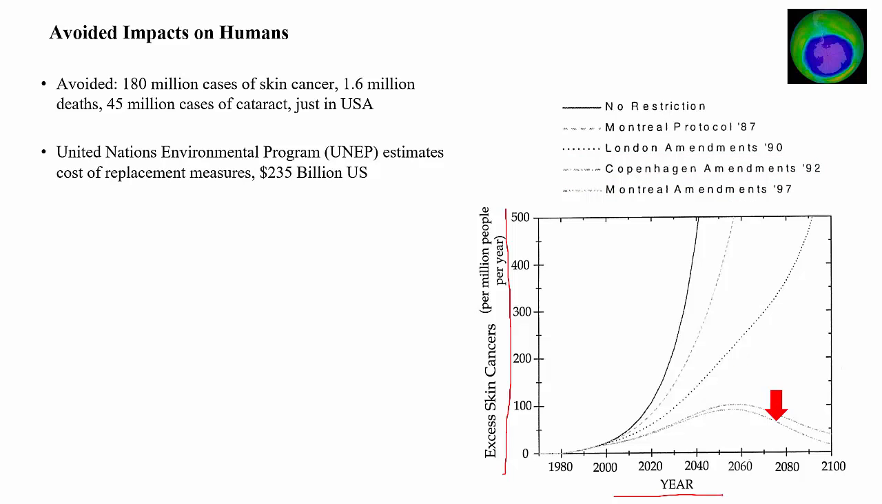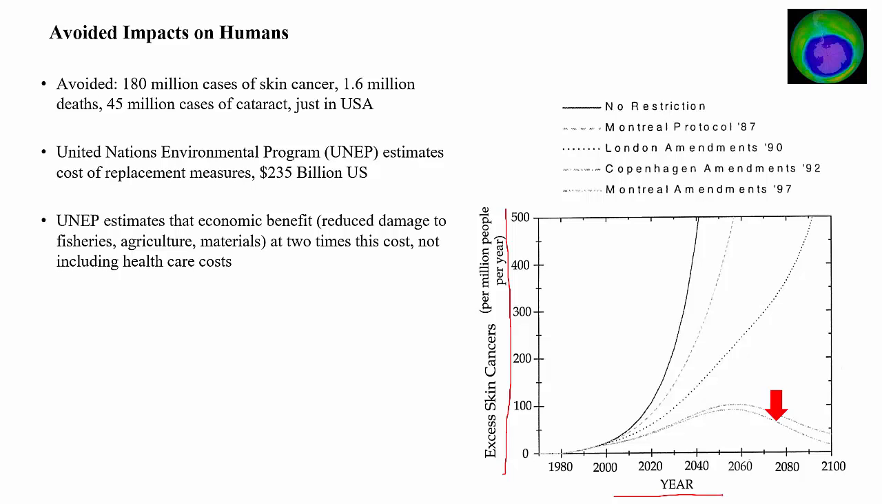Now, the United Nations Environmental Program estimates that the cost of these replacement measures for refrigerants and other uses of ozone depleting substances to be about $235 billion US. But the economic benefit outweighs this, according to the UNEP. Because of reduced damage to fisheries, agriculture, and materials, the UNEP estimates that the economic benefit of phasing out CFCs is about 2 times its cost, not including healthcare costs, amazingly. So it was certainly in our best interest to take action on this problem.